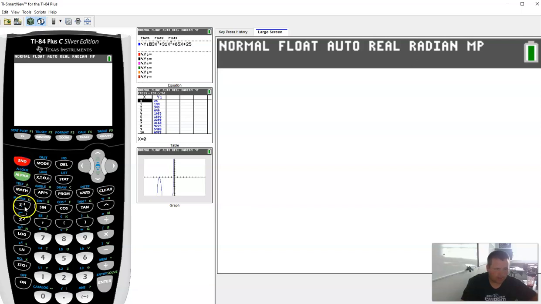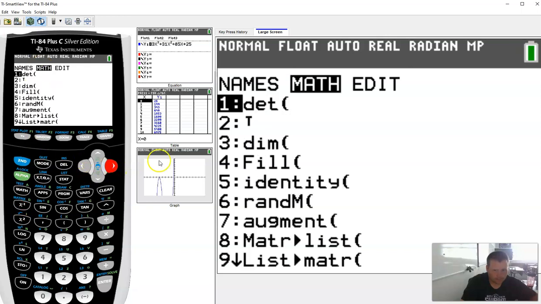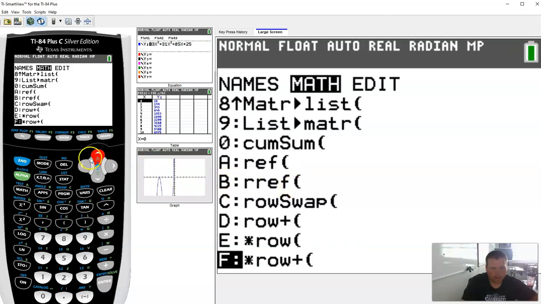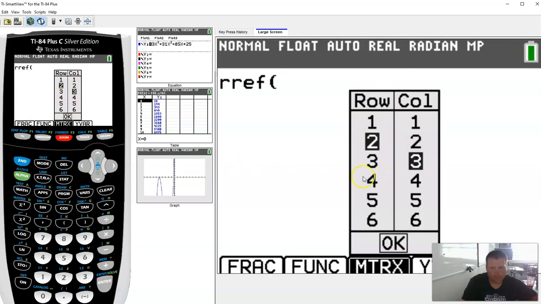So we hit second x to the negative 1, and then I scroll to the right 1, and then I'm going to arrow up, and then option B right here. See that RREF? Please be careful, don't use the REF. It's RREF. And then there's a shortcut to the matrix. I go alpha, so this green key, zoom, and it brings up this program here, and it says the rows and the columns. Right now it's set for 2 by 3, which is what we want, guys.